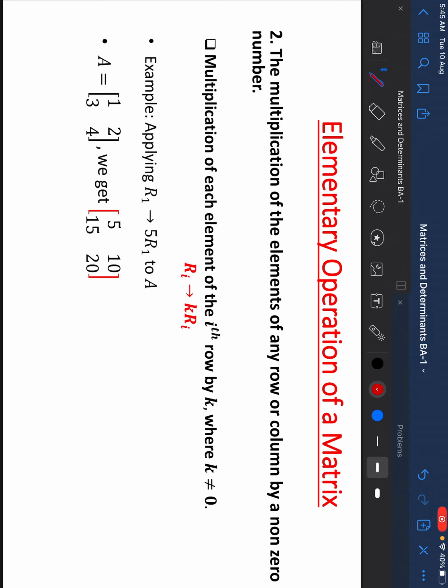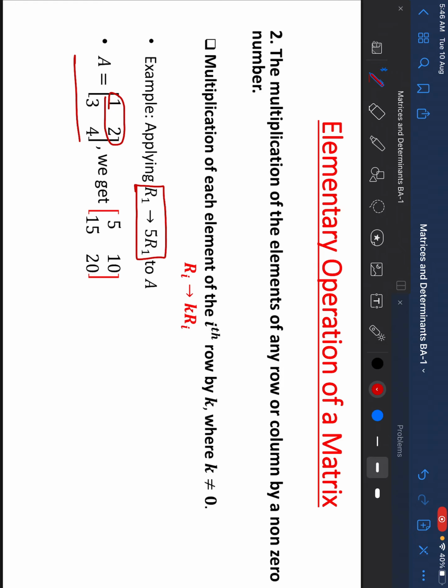non-zero number. So here what we're doing is, we are multiplying any elements of any row with a non-zero constant. So it means that here, suppose we have a matrix 1 2 3 4 and we are doing this row operation, R1 implies 5R1. So what we are doing, we are multiplying the elements of R1 with 5.